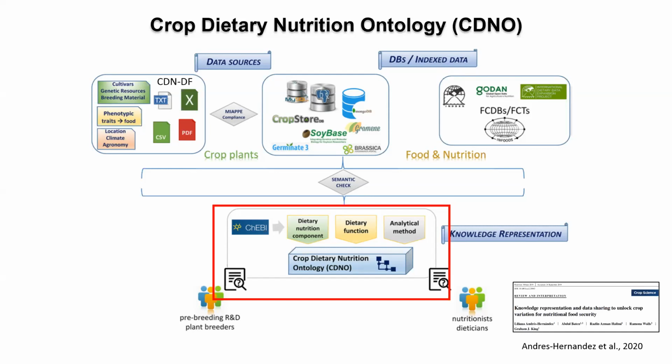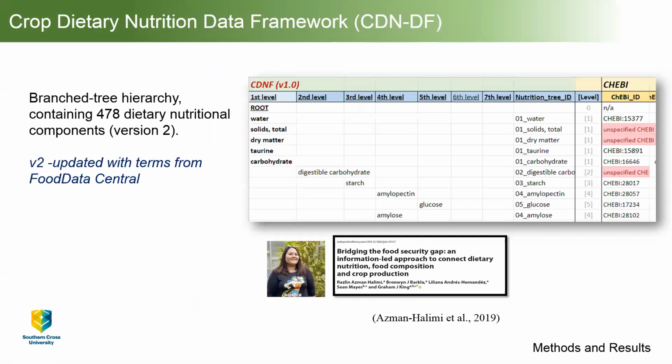which will be developed by reusing different data sources and databases, for example, inputs, Food Data Central, and different literature as well. But one of the most important in developing the CDNO will be the Crop Dietary Nutrition Data Framework. So what is this framework? The CDN-DF is a branch tree hierarchy created by Azman Halimi in 2019. This framework has been updated in version 2 with terms from Food Data Central, mainly, at the moment containing now 478 dietary nutritional components.